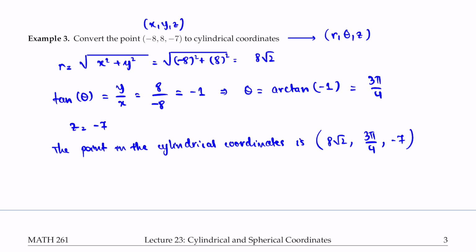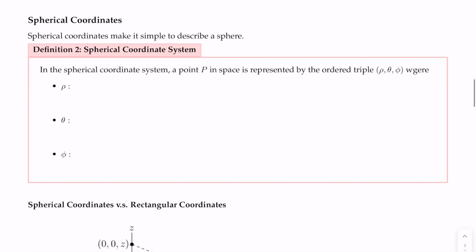Now we're going to move on to another coordinate system, that is the spherical coordinate system. Spherical coordinates make it simple to describe a sphere. In the spherical coordinate system, the point P in space is represented by the ordered triple of the form rho, theta, and phi. This is pronounced as rho, this is theta, and this notation is phi.